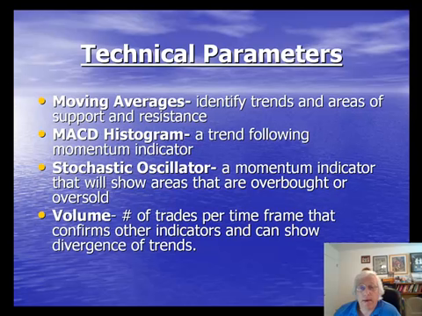The stochastic oscillator is another momentum indicator, and it'll show areas that are overbought or oversold. And finally, we use volume, which will confirm the other indicators. In other words, if there's a change in one of the other indicators, and if it's on very weak volume, it's less significant than had that change occurred on very high volume.